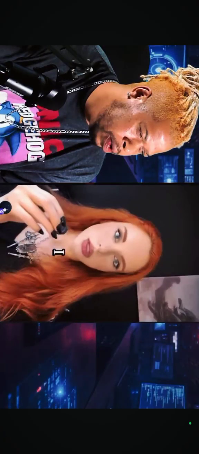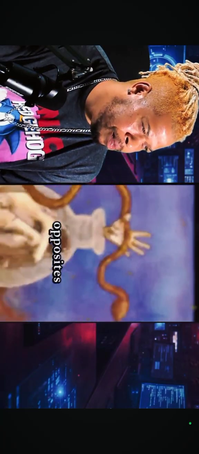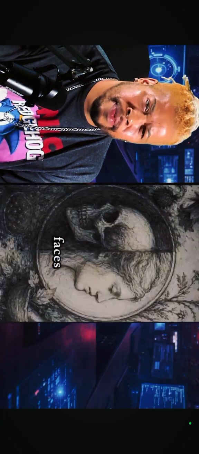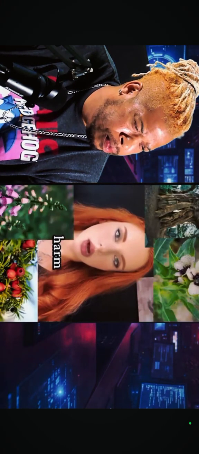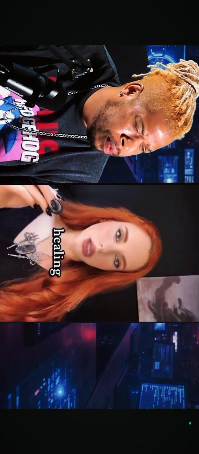What if I told you that poison and medicine were never opposites? They've always been two faces of the same coin. For thousands of years, healers understood something we've almost forgotten. Plants capable of causing the greatest harm were often the very ones capable of healing.